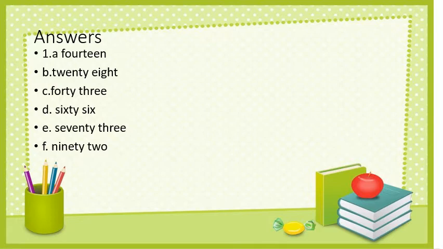Now children, last part F. The number is 92. Spelling of 92 is ninety-two. Ninety, 90. Two, 2. 92.